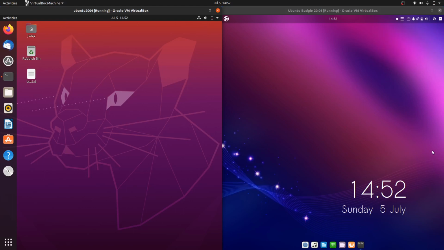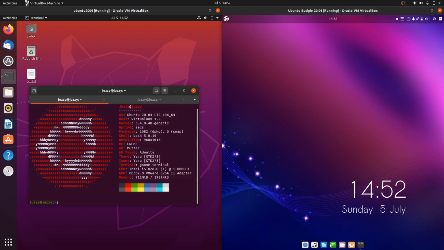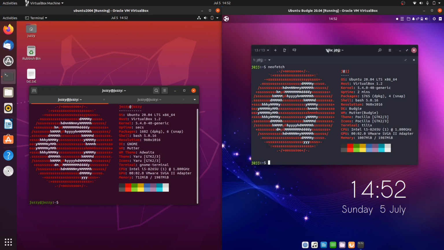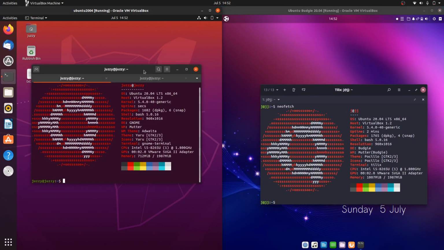Good day, YouTube. This is just a bit of a quick comparison video between Ubuntu 20.04 on the left and Ubuntu Budgie Edition, also 20.04 versioning, on the right. So let's get into it. And starting off, throwing up a few details here, as we can see, both are based on Ubuntu 20.04.